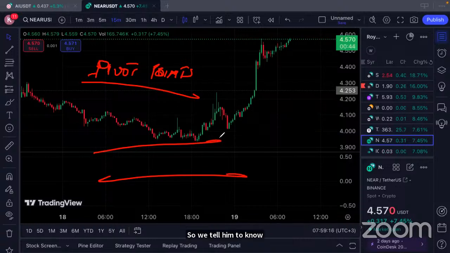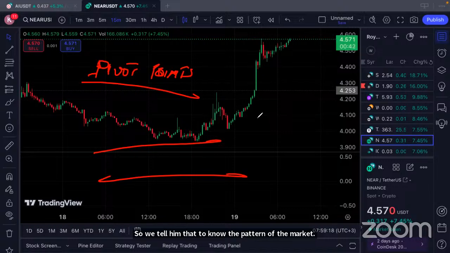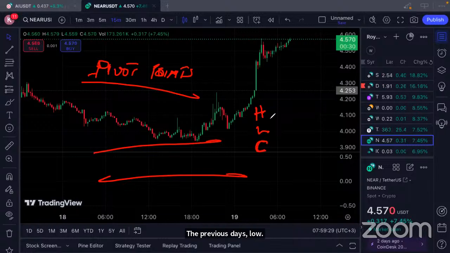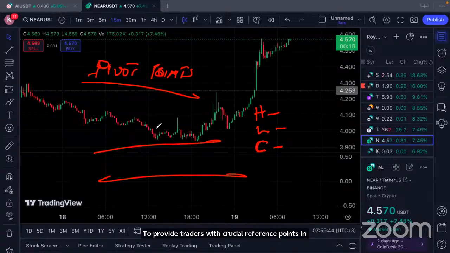It is calculated using the previous day's high, the previous day's low, and the previous day's close. So yesterday's highest price, yesterday's lowest price, and yesterday's closing price, to provide traders with crucial reference points in decision making. And how are these standard pivot points calculated?